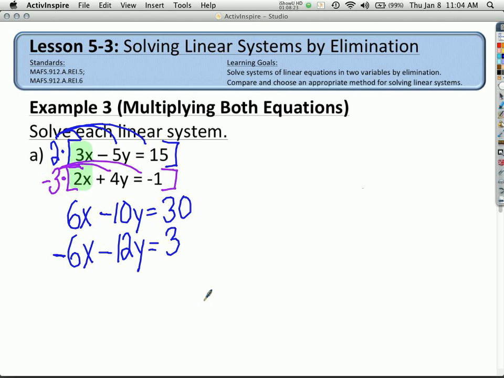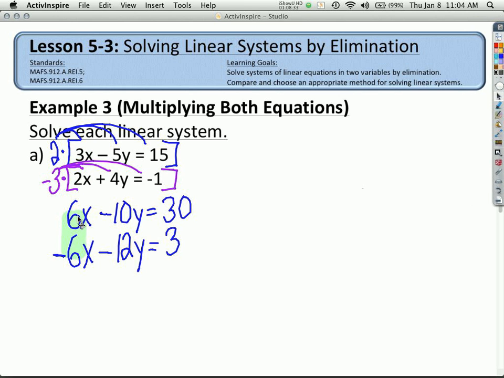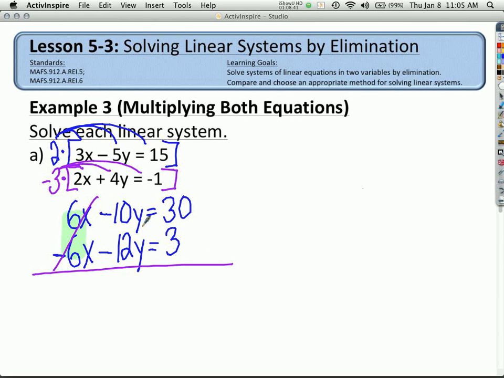So now, forget about the original. Who cares? Now we've got it set up perfectly. We can now see the opposites right there. So now add down. That cancels. Negative 10y, negative 12y is negative 22y equals 30, and 3 is 33. Solve the equation.